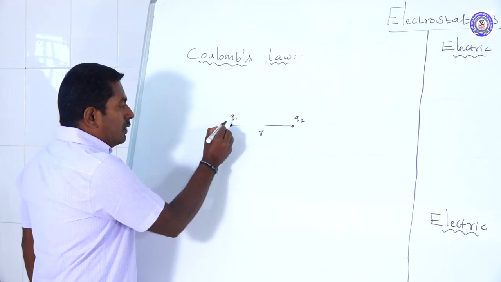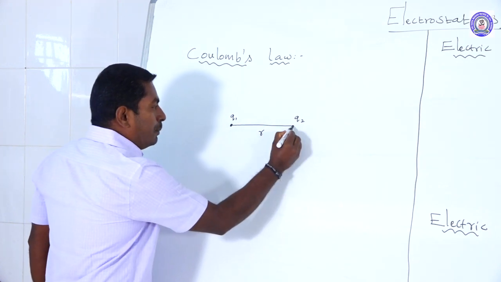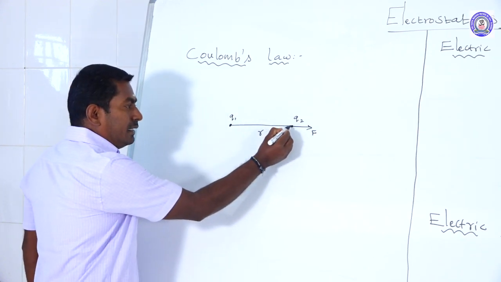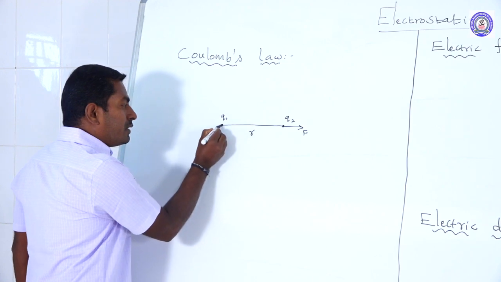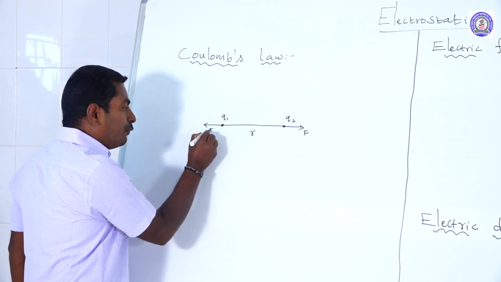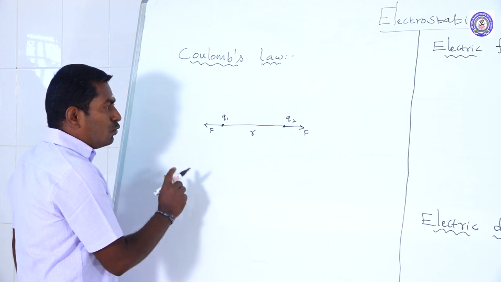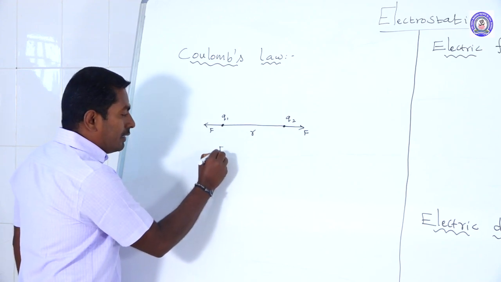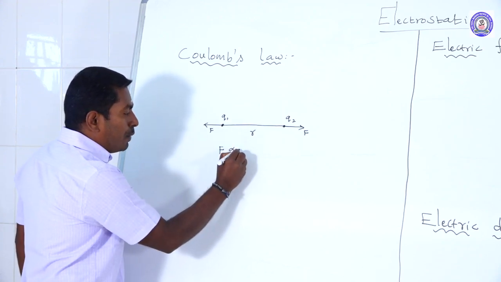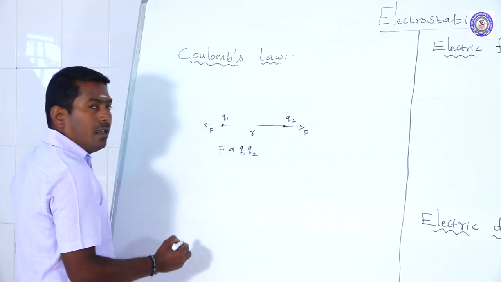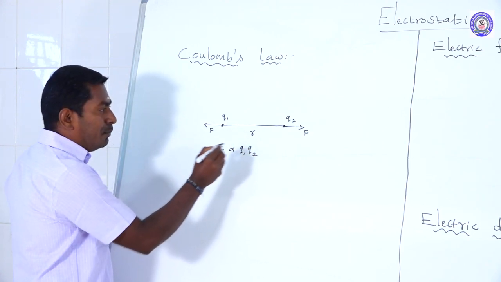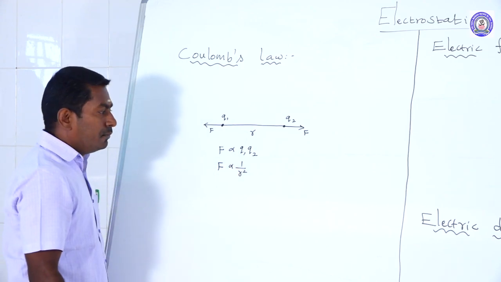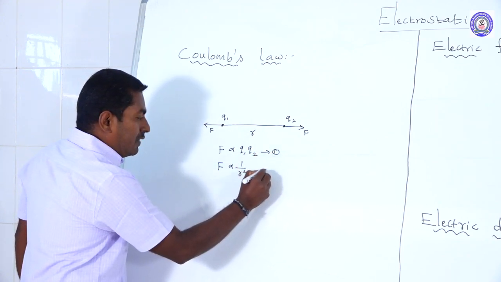According to Coulomb's law, this Q1 charge repels the Q2 charge with the repulsive force F. Simultaneously, this Q2 charge exerts a repulsive force F on the Q1 charge. According to Coulomb's law, the force of attraction or repulsion between the two point charges is directly proportional to the product of the two point charges. Then, the force of attraction or repulsion between the two point charges is inversely proportional to the square of the distance between them. Equation number 1, equation number 2.